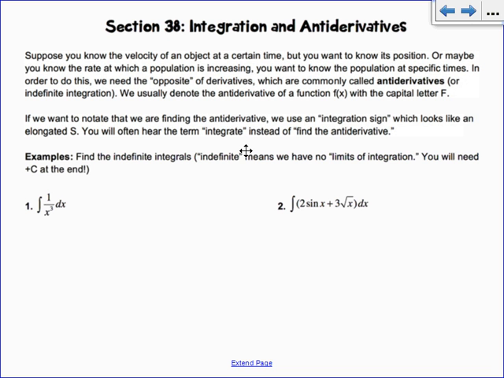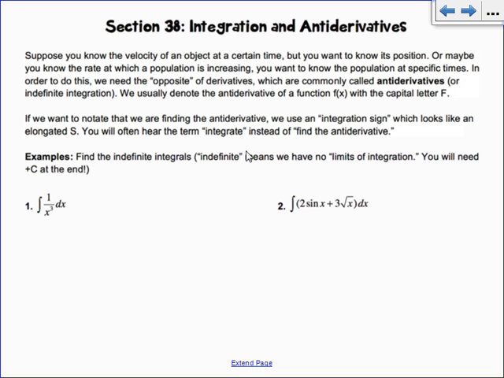We usually denote the antiderivative of a function f of x with the capital letter F. If we want to notate that we're finding the antiderivative, we use an integration sign, which I showed you before, looks like an elongated S. You'll often hear the term integrate instead of find the antiderivative. So whenever you see integrate or find the antiderivative or something like that, it means exactly the same thing.